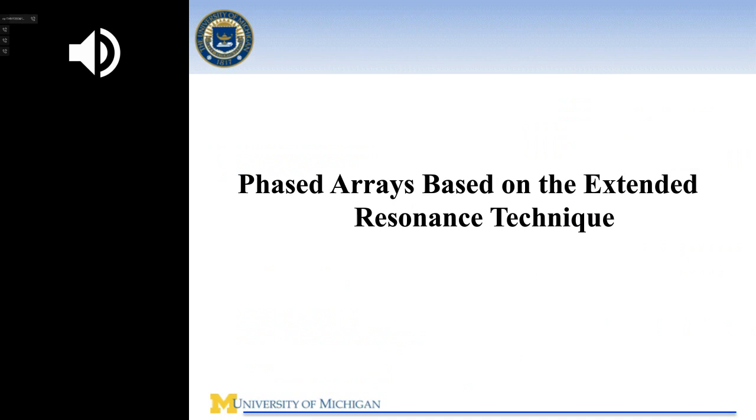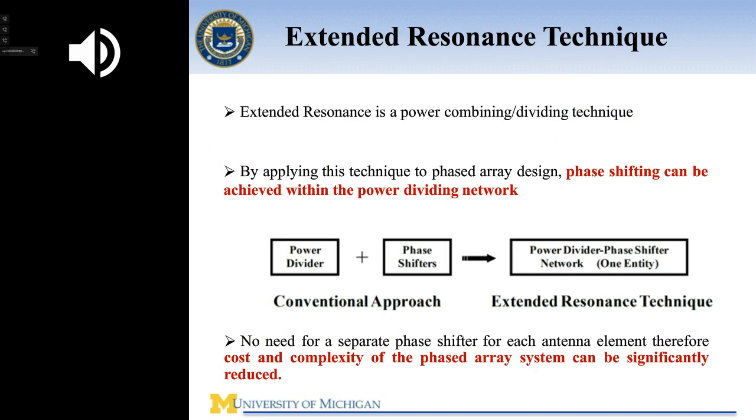So I would like to go over several approaches to reduce the complexity of phase arrays. The first one is based on what we call the extended resonance technique. And in a nutshell, the approach uses a design which combines power dividing and phase shifting into one entity. So in previous cases, in conventional phase arrays, phase shifters and the feed network are two separate entities. In this case, we would like to combine them to reduce, again, the complexity of the phase array.